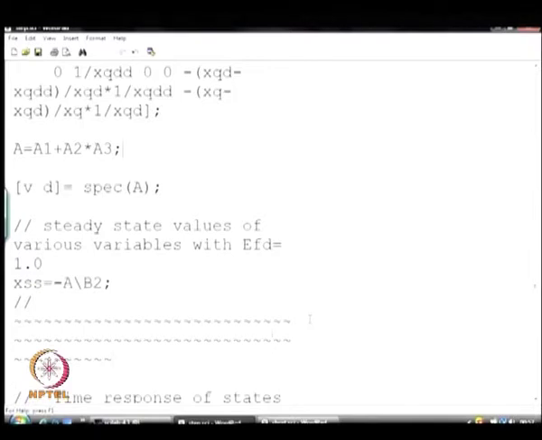So, we can get the eigenvalues of A, the matrix A. Remember, it is a linear system. If in fact, the speed dynamics are neglected, then it is absolutely a linear system. Okay.